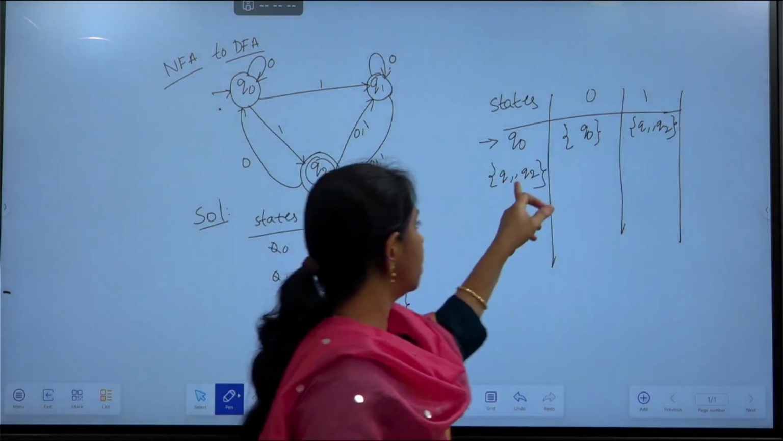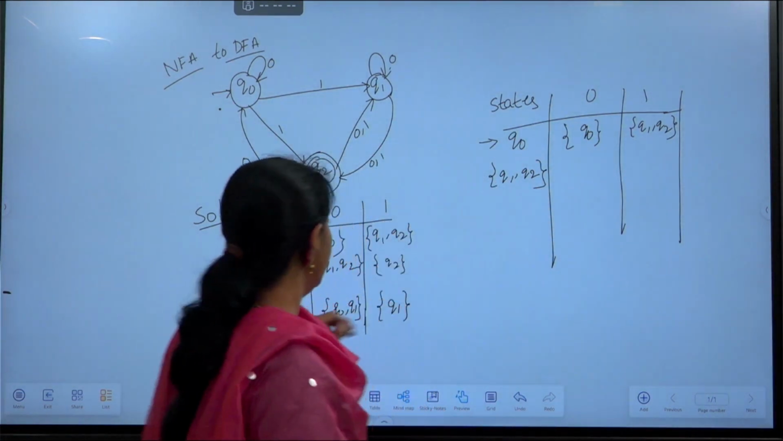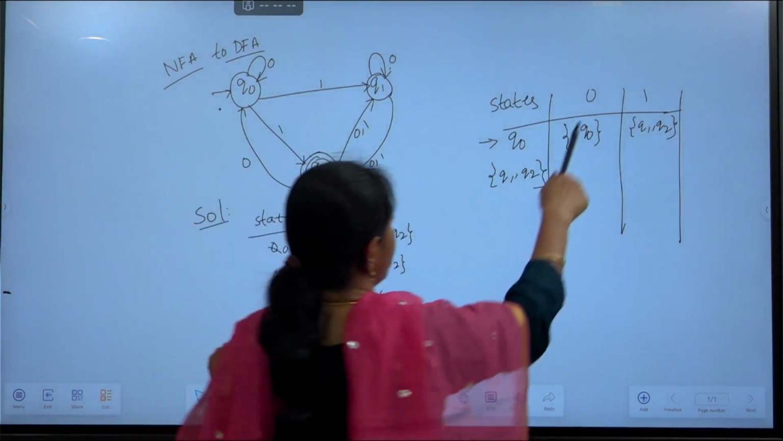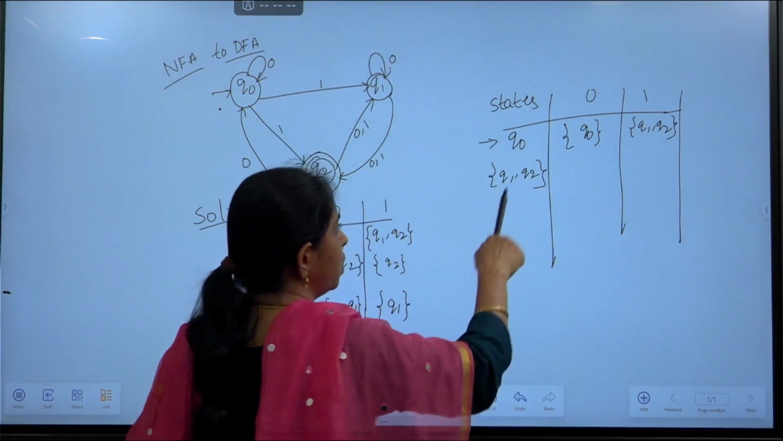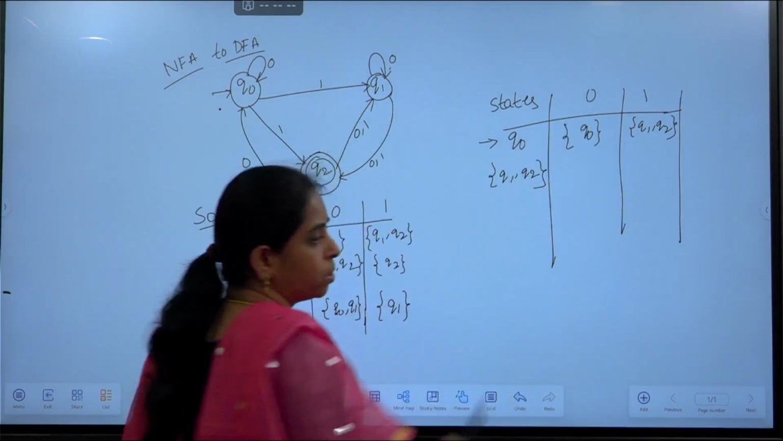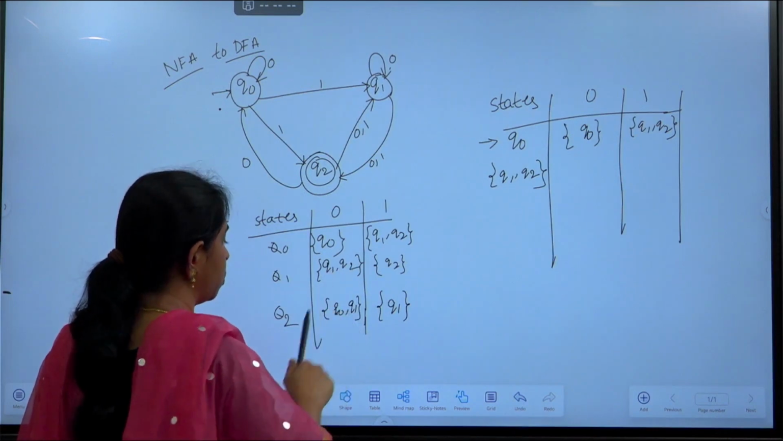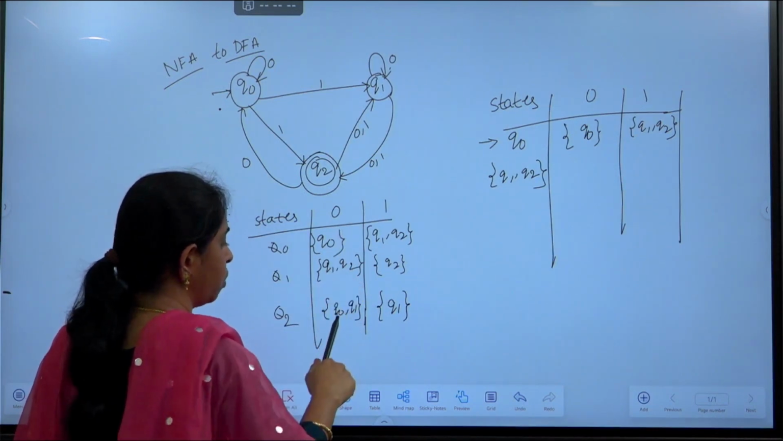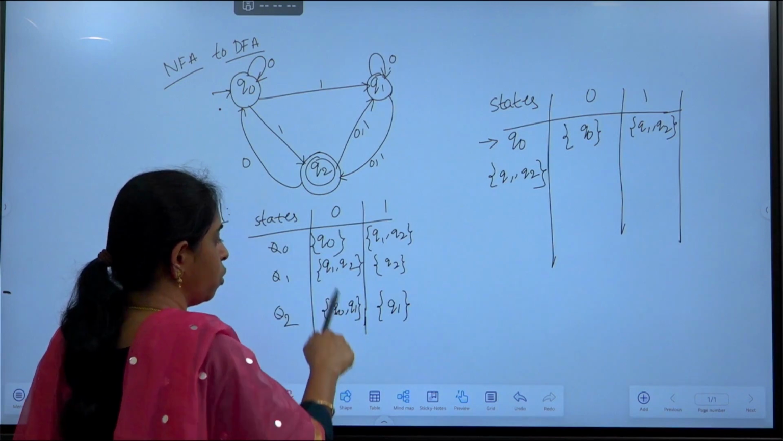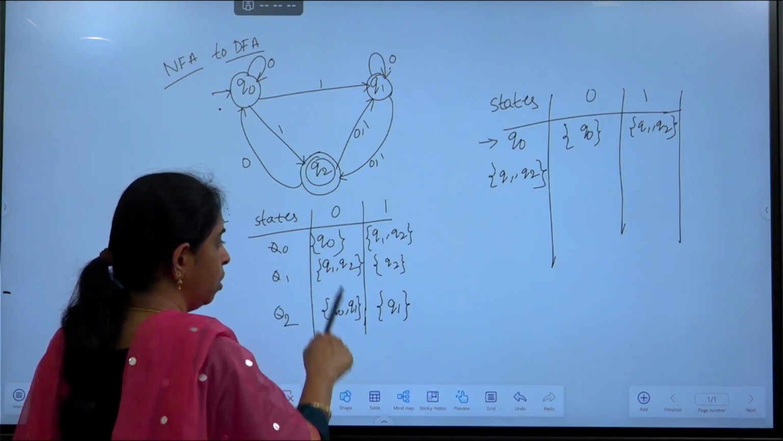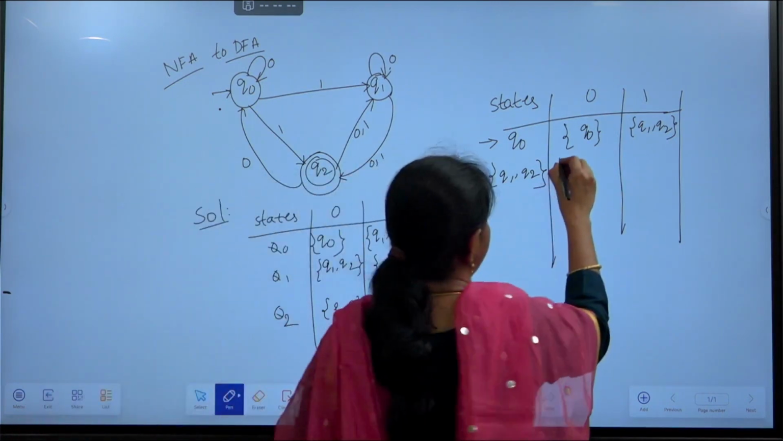Q1, Q2, that is the new state. Now write Q1, Q2 on input alphabet 0, which means Q1 comma 0 union Q2 comma 0. For Q1 comma 0 we have Q1, Q2, and for Q2 on input alphabet 0 we have Q0, Q1. So when you apply union, we get Q0 Q1 Q2, right?